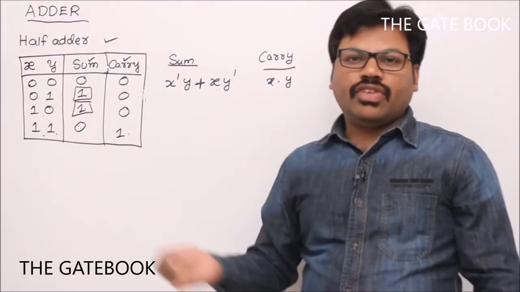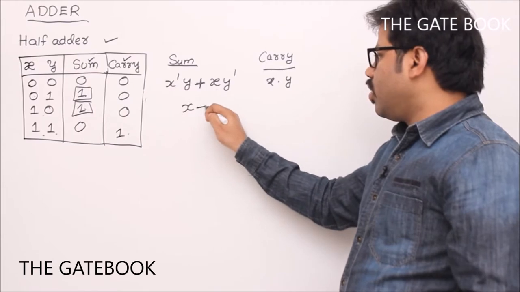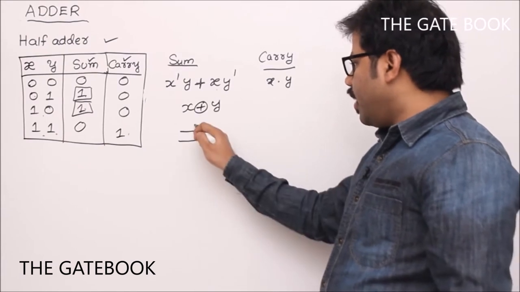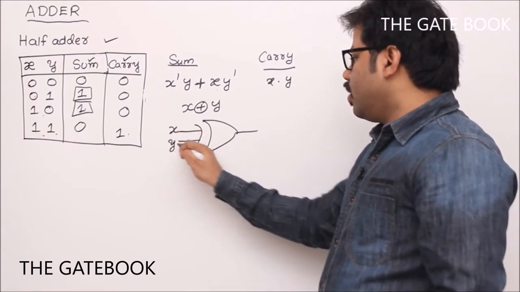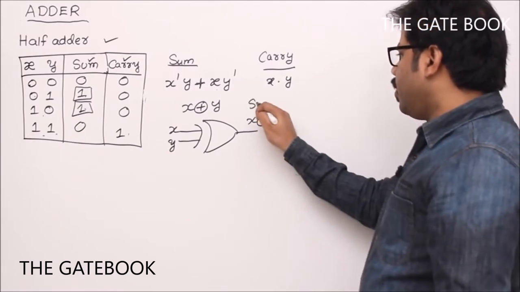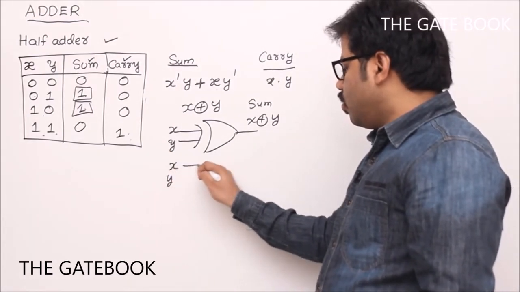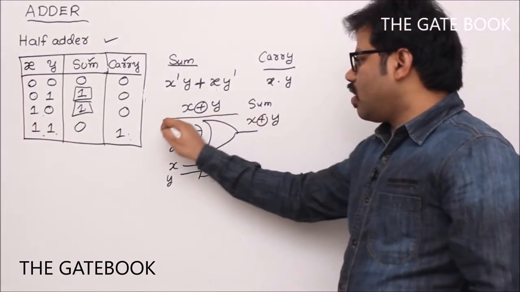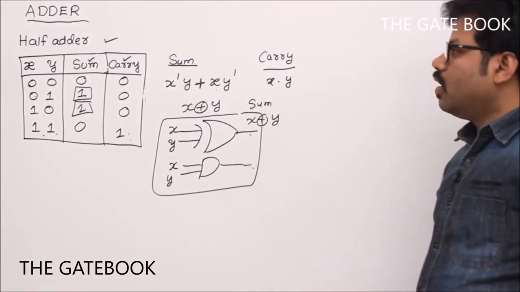Once you have the equation, then we have to design the circuit. So how to design a circuit? x bar y plus x y bar is nothing but x XOR y, right? So between x comma y we have to apply a gate called XOR gate. Okay, let me apply the XOR gate. So this is x, this is y, and you are going to get x XOR y. So this is the circuit for sum, right? Done. Now we need a circuit for carry. For that, simply take x and y, attach those cables to an AND gate. Then you are going to get x dot y. So this entire thing is called half adder. That's it. x XOR y, x dot y, so sum and carry.